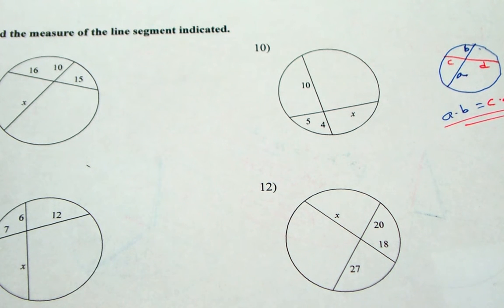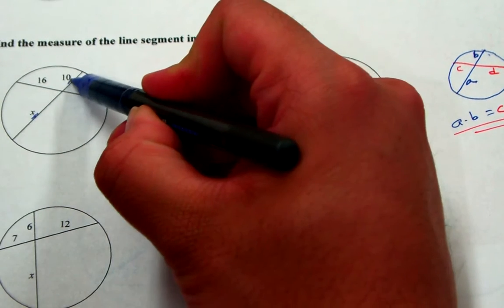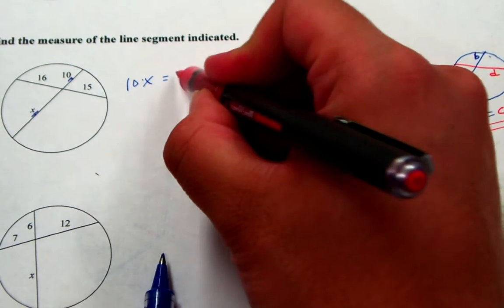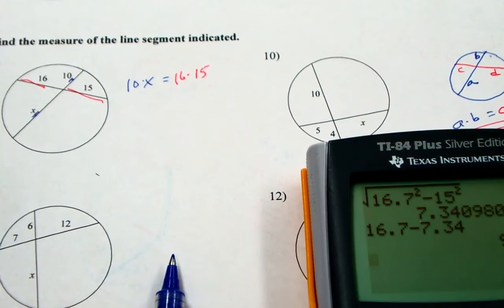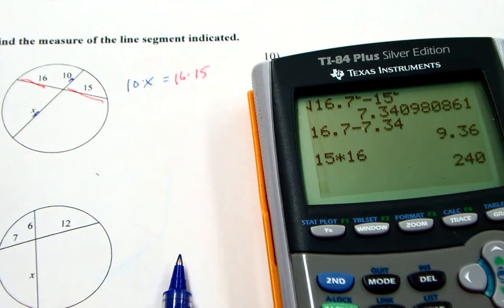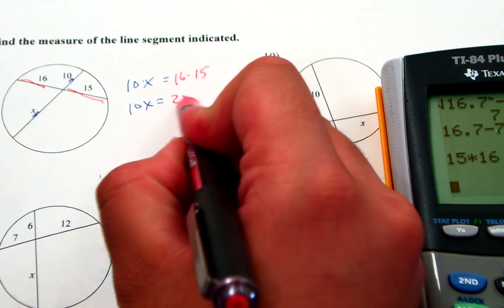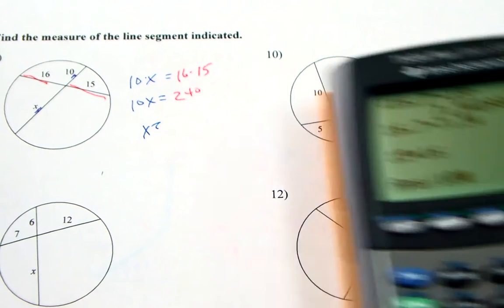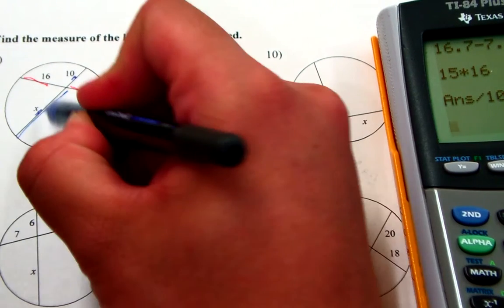So for the first two here, all we've got to do is simply apply that concept. So here you'll notice we have x as one part of the chord and 10 as the other. So that says 10 times x will equal whatever 16 times 15 is, because that'll be this and this. So 16 times 15 is 240. So 10x equals 240, and hopefully you can see from there that plain old x, dividing by 10, would just equal 24. And it's really as easy as that.